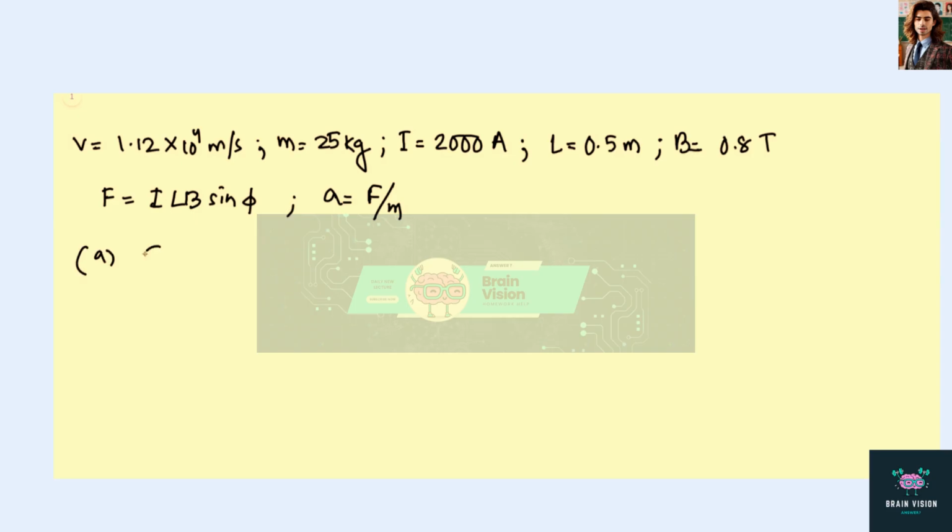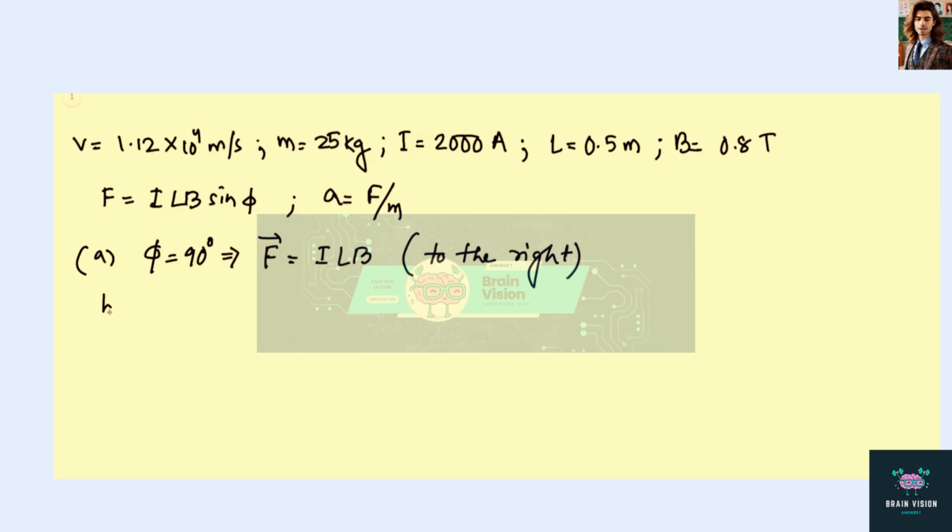So here phi is equal to 90 degrees and the direction of force is given by the right hand rule. So magnitude of force is just going to be I times L times B, and the direction is to the right. Let's mark it like that.